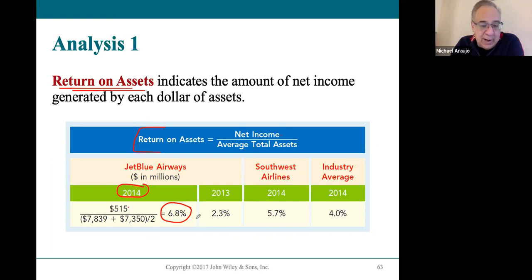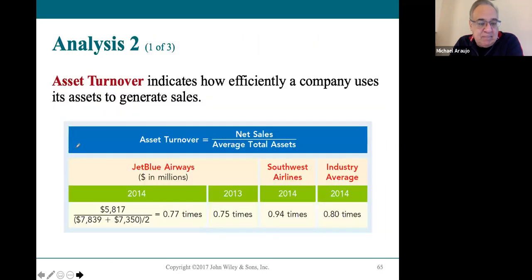That's very, very high. As you see, the industry itself only has a 4% return on assets. So for every dollar in assets, they're only generating about 4 cents profit. So obviously JetBlue is doing quite well. Southwest is also doing quite well. 5.6, almost 6 cents profit on every dollar of total assets is really a good margin as well. Okay, so that's really easy.